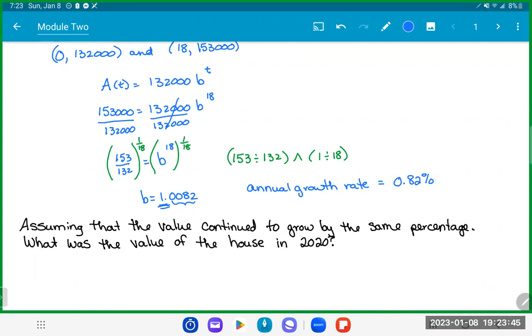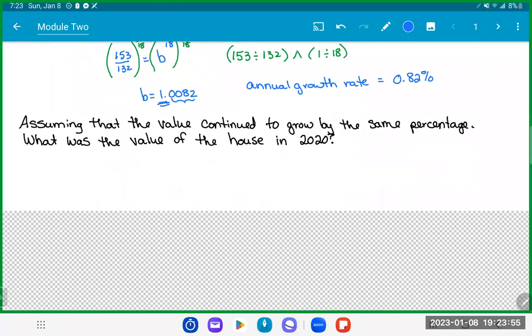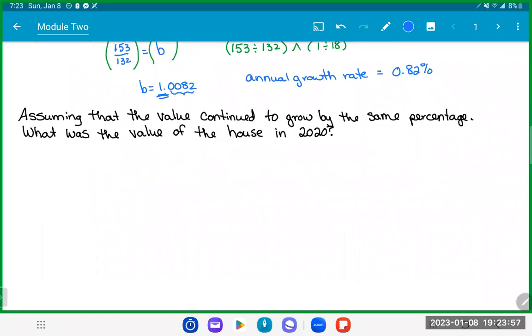Okay, but the question asked us for a little bit more than just what was our annual rate. The question also then goes on to ask us to assume that that growth continues at that same percentage. So we want to find out then what is the house value in the year 2020.